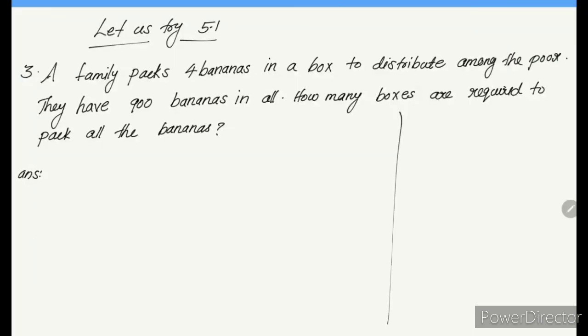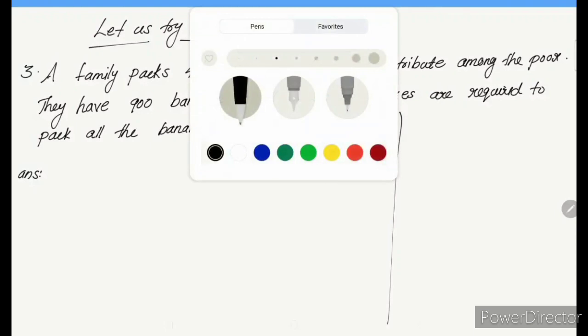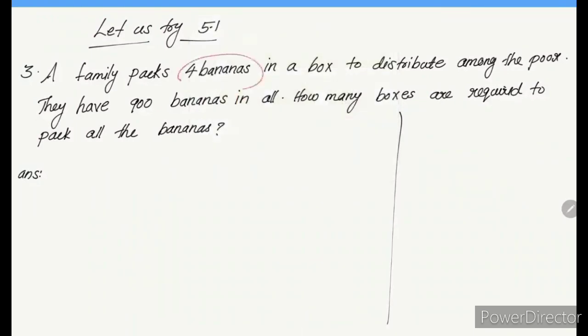Okay, our third question from Try 5.1. A family packs 4 bananas in a box to distribute among the poor. They have 900 bananas in all. How many boxes are required to pack all the bananas? What is the question? A family packs 4 bananas in a box. That means in one box, 1, 2, 3, 4 bananas. Then they have 900 bananas. Total 900 bananas are there. How many boxes are required to pack all the bananas?